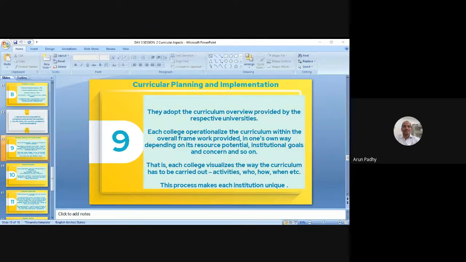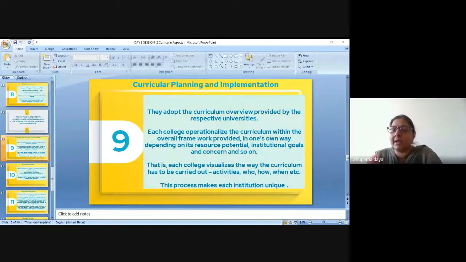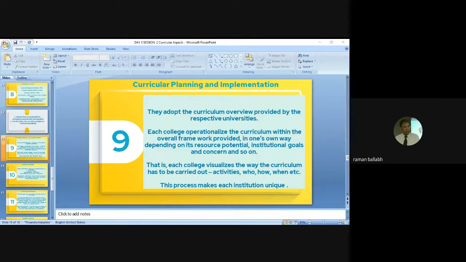Sir. Anupam, I wanted to speak something. Yes, sir. You had raised your hand. I wanted to ask, you have been mentioning syllabus committee. Is it the same as curriculum committee? No, curriculum is different and syllabus is different.